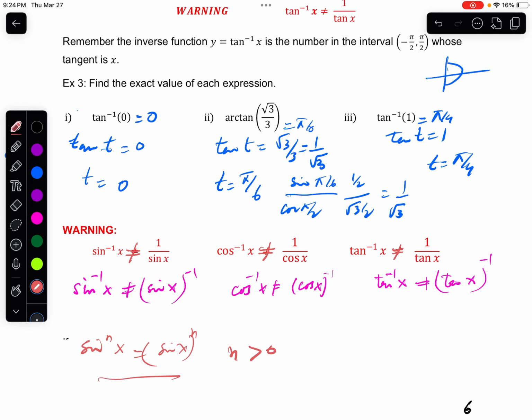Remember, this is not a power. This is just a notation for an inverse function.